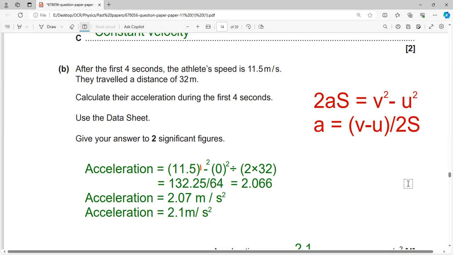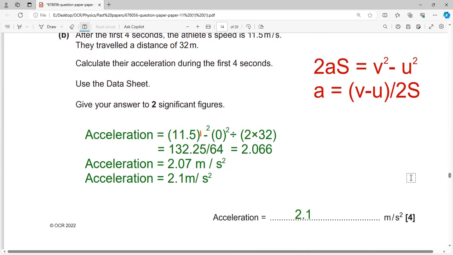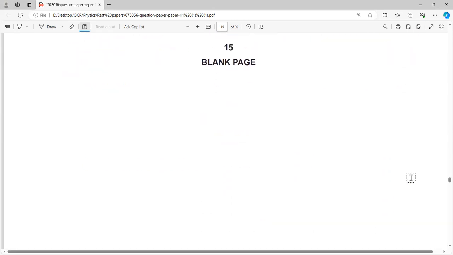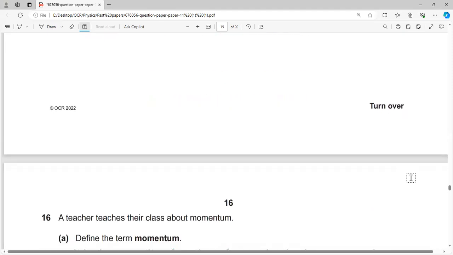So you can use your calculator to calculate your value up to the correct 2 significant figures here. So our final answer will be 2.1 meter per second square. We're going to proceed to the next question here.